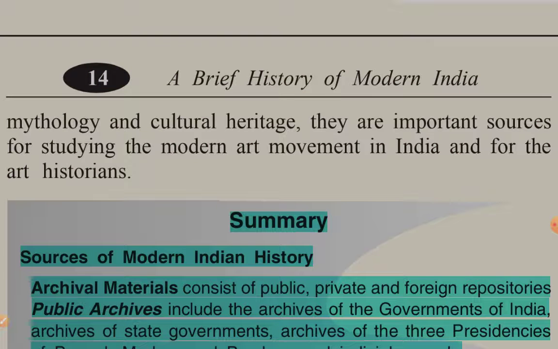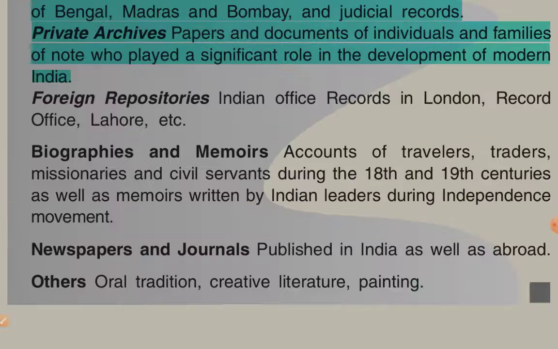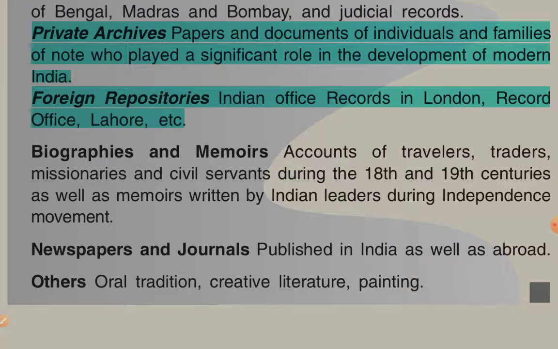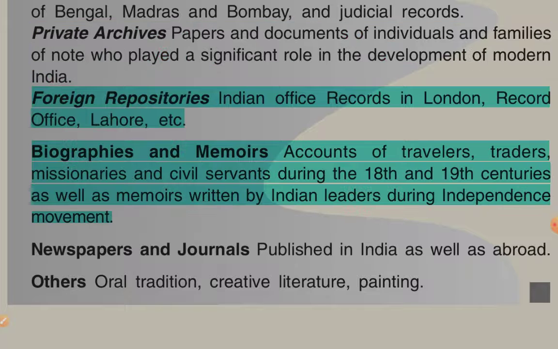Summary: sources of modern Indian history. Archival materials consist of public, private and foreign repositories. Public archives include the archives of the governments of India, archives of state governments, archives of the three presidencies of Bengal, Madras and Bombay, and judicial records. Private archives: papers and documents of individuals and families of note who played a significant role in the development of modern India. Foreign repositories: India Office records in London, Record Office, Lahore, etc.